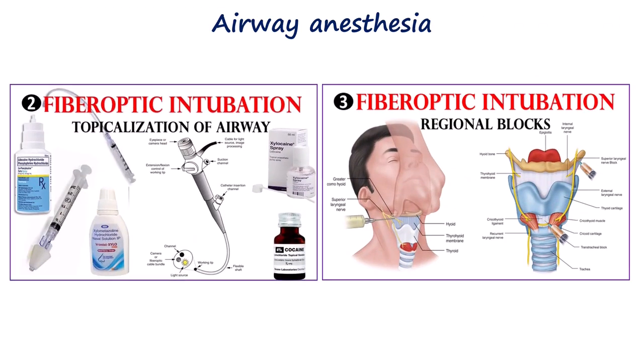The next step is anesthetizing the airway to desensitize the nasal, oral, pharyngeal, and laryngeal mucosa. We have discussed airway topicalization and nerve blocks in detail in our previous video. The goal is to achieve patient comfort and suppress cough and gag reflexes while maintaining spontaneous breathing.